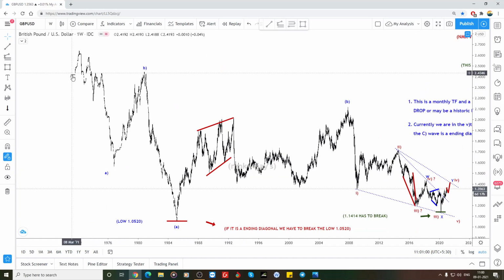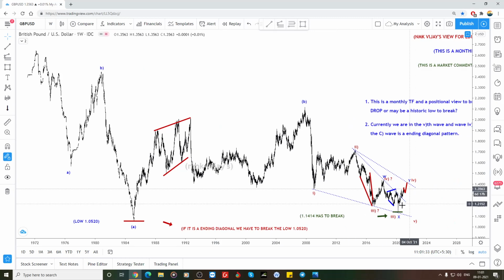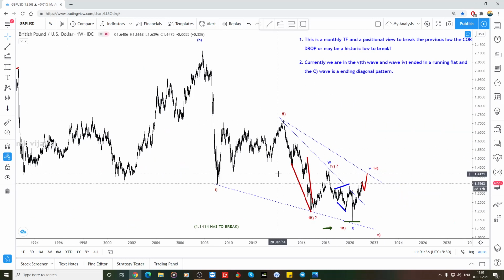So simply it is A, B and C, the flat correction. So ABC is a B, C. So the whole thing becomes A, B and C. Yes. So this C is a bigger one. So here A, B and C. So we are in that C wave wedge formation.